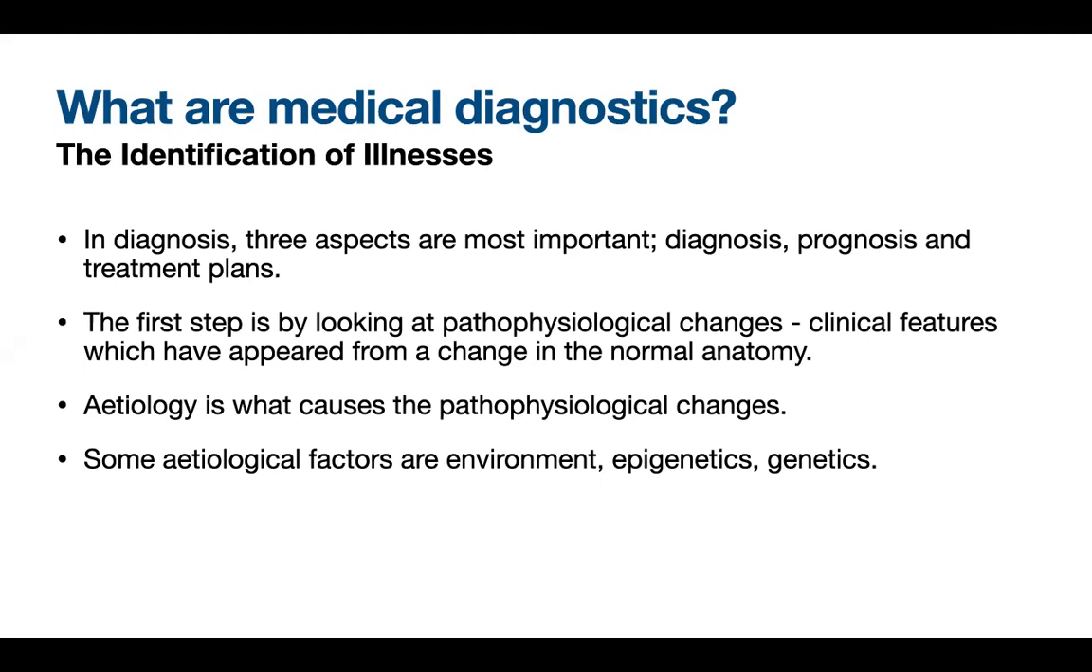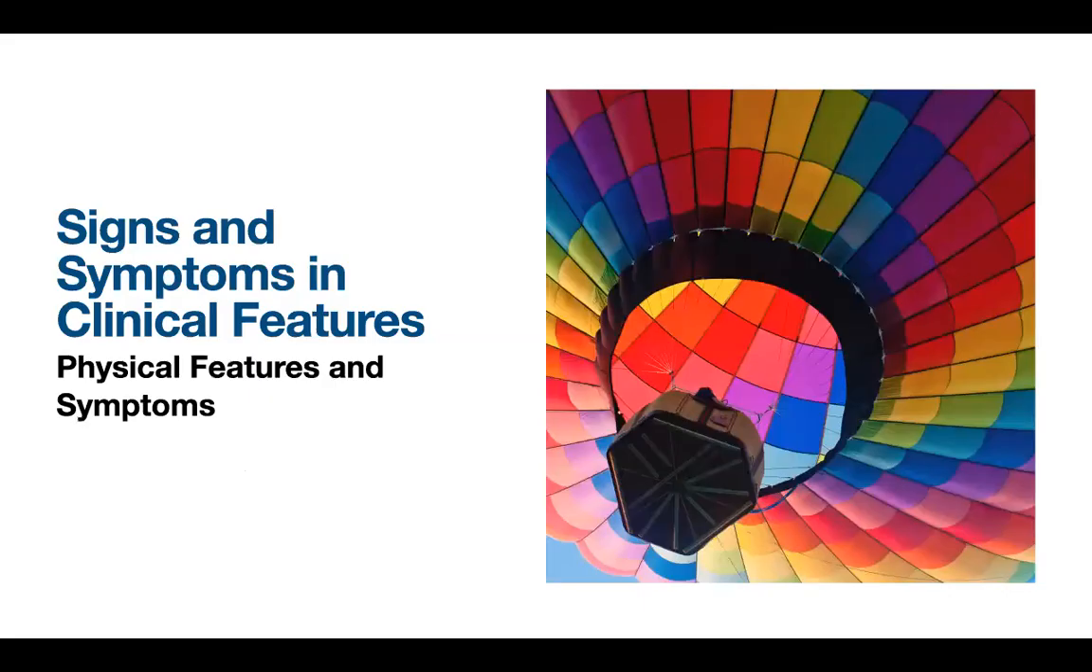First of all, the first step, which is diagnosis, is done by looking at pathophysiological changes. These are clinical features which have appeared from a change in the normal anatomy of a person who's healthy and does not have diseases. Etiology is what causes the pathophysiological changes to happen. Etiology is the study of causality, and some etiological factors are environment, epigenetics, and genetics. Okay. So first of all, we're going to talk about signs and symptoms in clinical features.